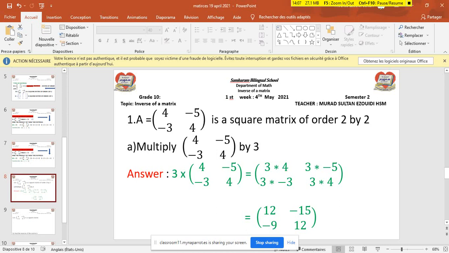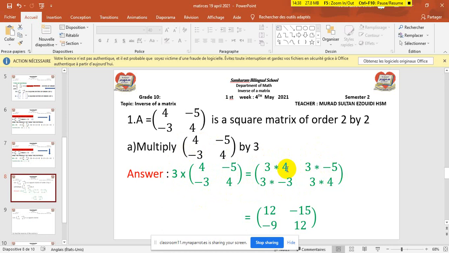So please try to write this. Write the question: A is a matrix of order 2 by 2. Our purpose is to multiply this matrix by 3. We wrote 3 here, multiplied by the given matrix. Then you multiply 3 by 4. It will be 3 by 4 here. Then 3 by -5, you should write it here. Then 3 by -3, you should write it here. Then 3 multiplied by 4 will be written here.